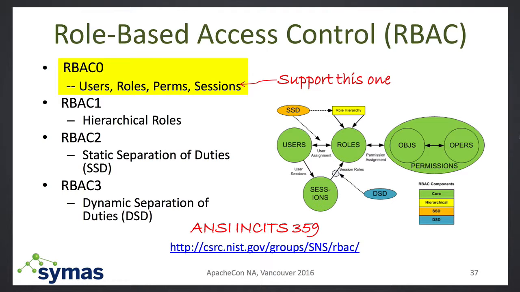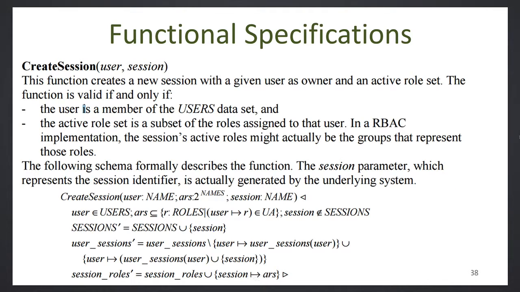So anyway, ANSI INCITS 359 specifies security in 4 broad areas. RBAC 0 is the base. That's users, roles, permissions, and above all, sessions. Sessions is the context for which roles are activated. Just because a role's been assigned doesn't mean it's going to be considered in that access control decision. Then you've got hierarchical roles, RBAC 1, static separation of duties, RBAC 2, dynamic separation of duties, RBAC 3. That's RBAC, okay?